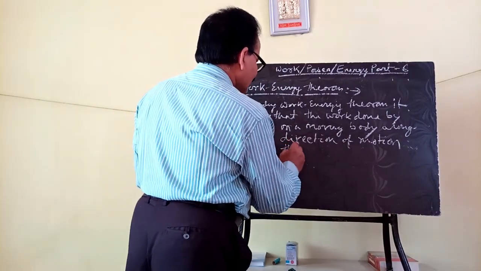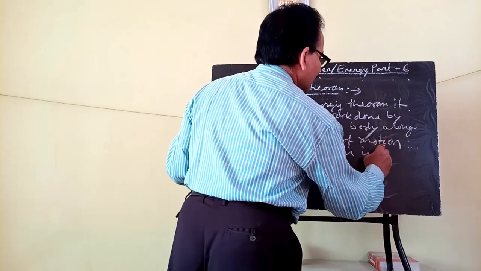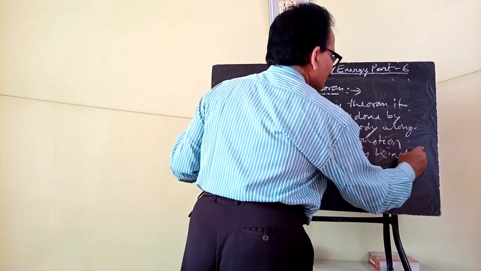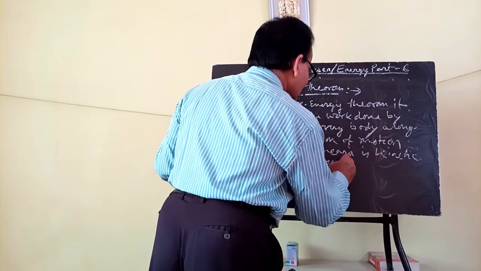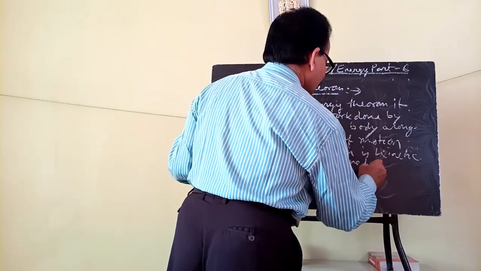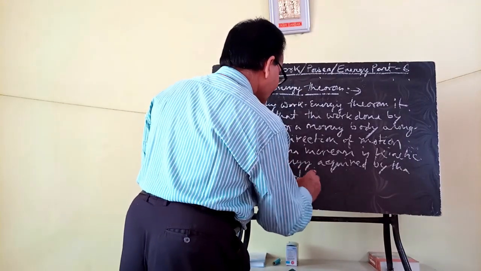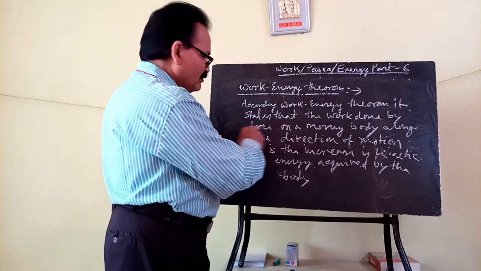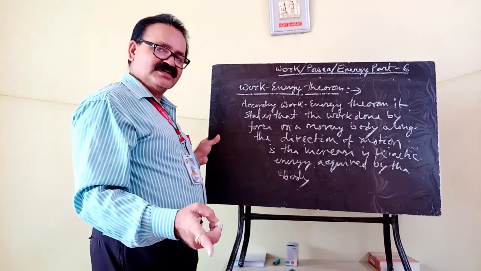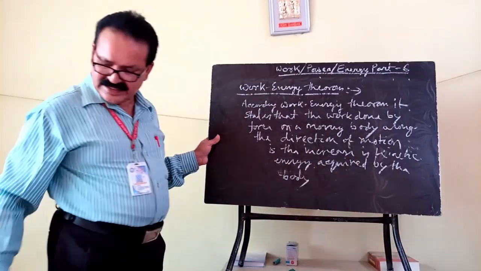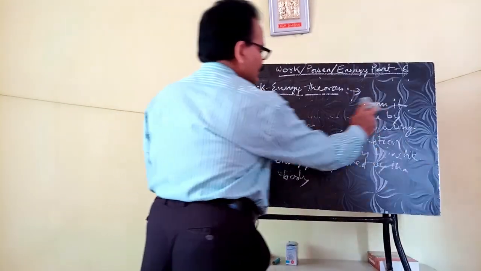So that means the amount of work done by the force on a moving body along the direction of motion is the increase in kinetic energy acquired by the body. So the amount of work done by the force is measured by the amount of increase in kinetic energy of the body. Okay, let us establish this theorem.